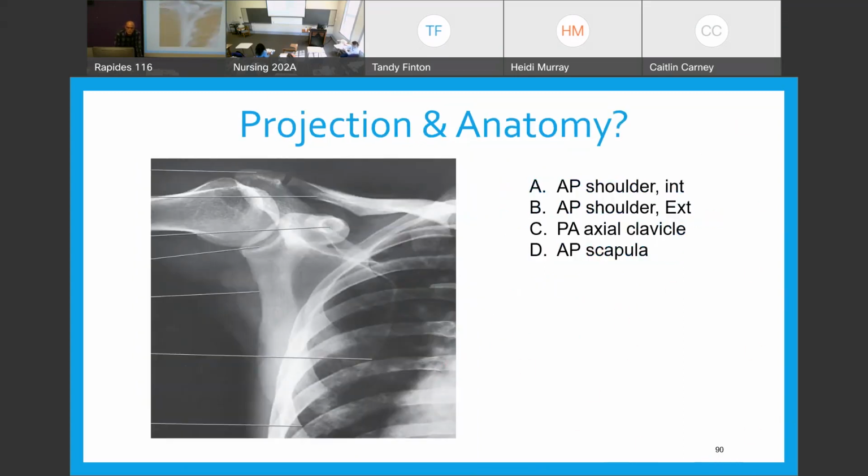All right. So what do we have here? Lindsay. So we're going to crosshair it. We're going to hit right there. It's about, what, 2 inches below the coracoid. Arms pulled out. AP scapula. All right.